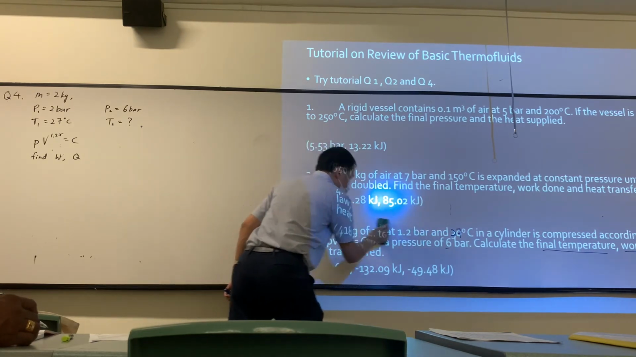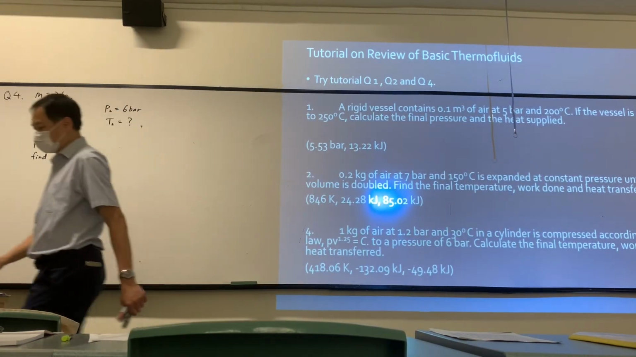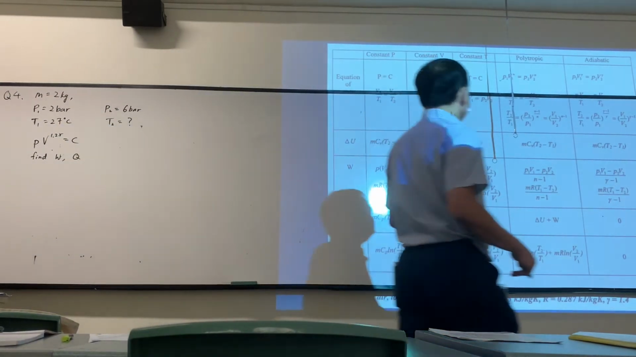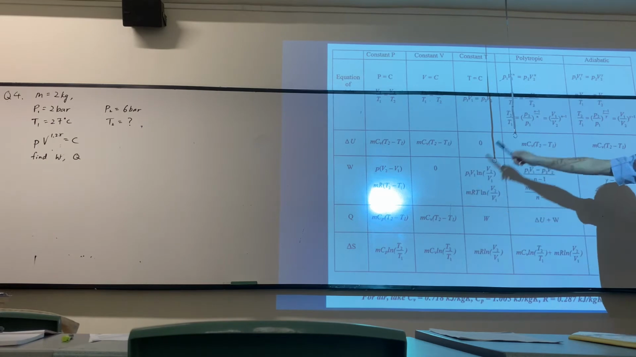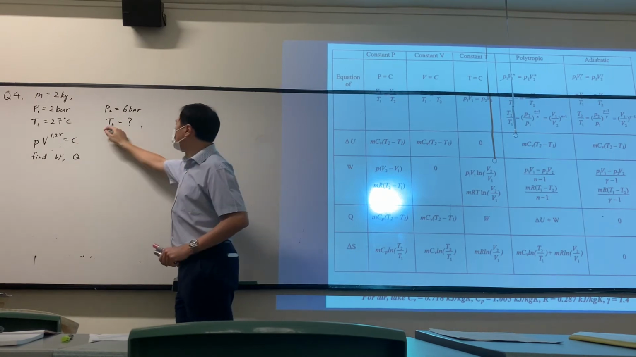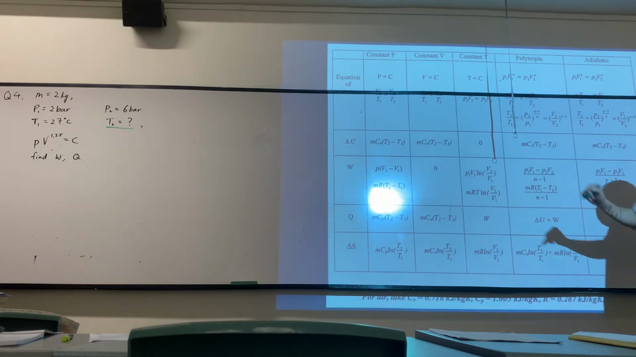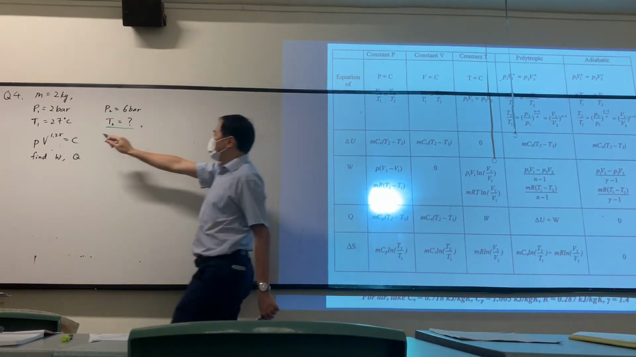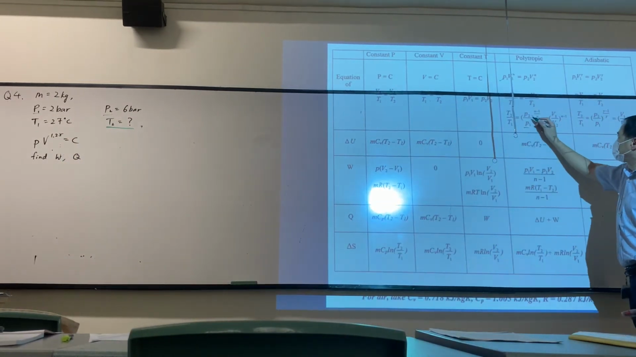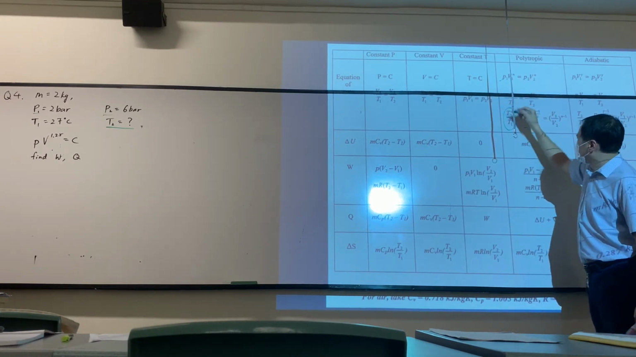Okay, so let's look at the table, what we have and what we need. So this is a polytropic process, so we look at polytropic only. If you want to find temperature, what can you use? You are given these two pressures, P1, P2. You also have P1, P2 here, but what you need to find is temperature.